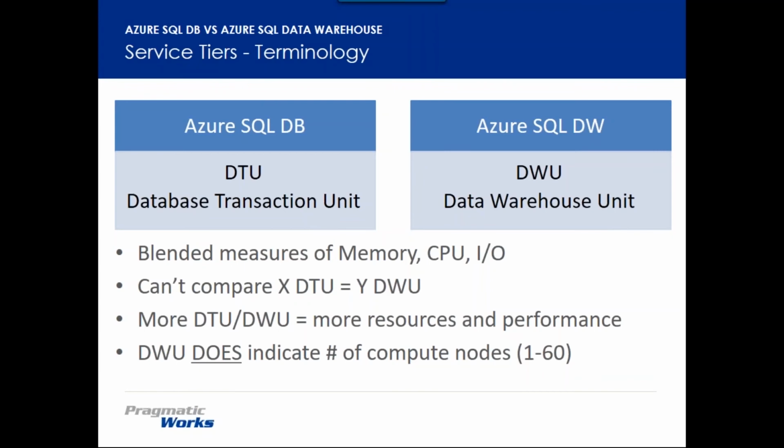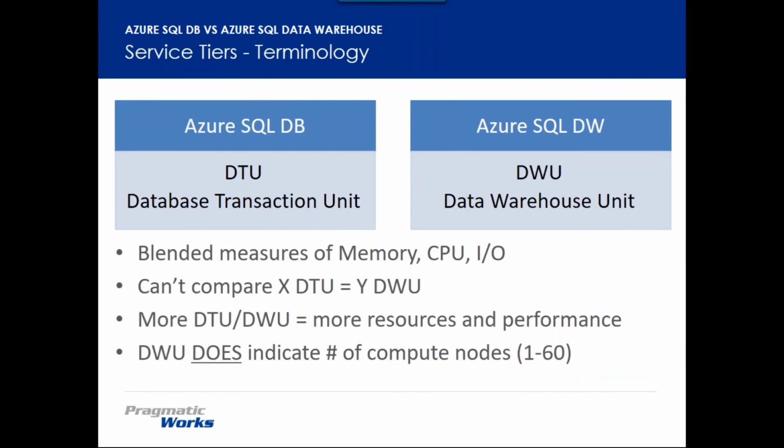There's no real good way, though, to compare, to say, okay, this many DTUs in the database kind of correlates to this many DWUs in the warehouse. So I don't really try to draw a comparison there. But in both cases, the higher the DTU or DWU level, the more resources will be dedicated to your process. So that's true in both cases.